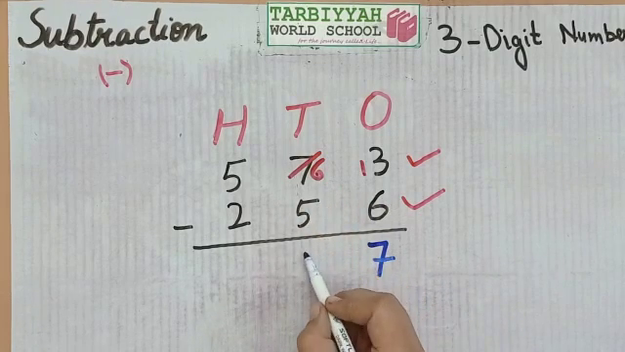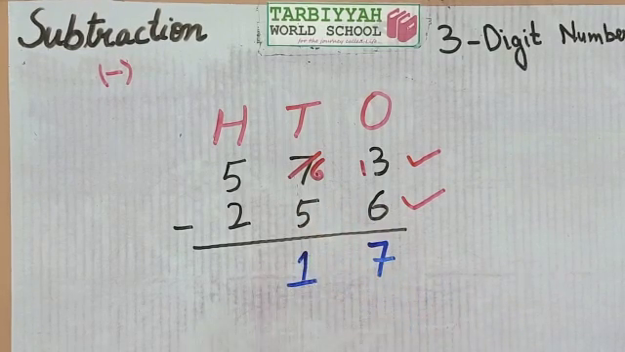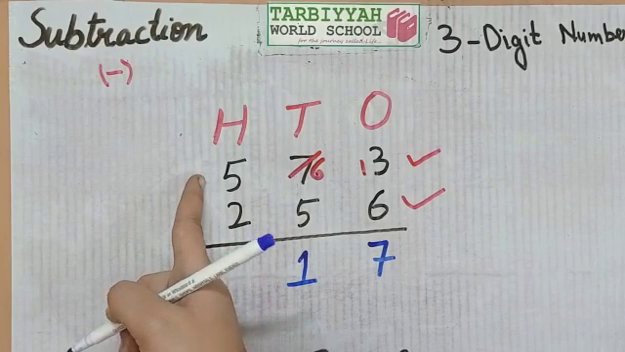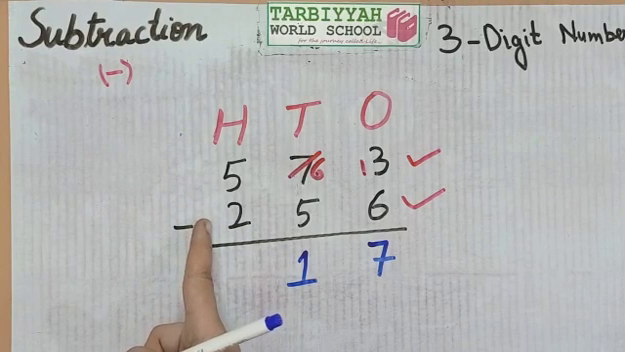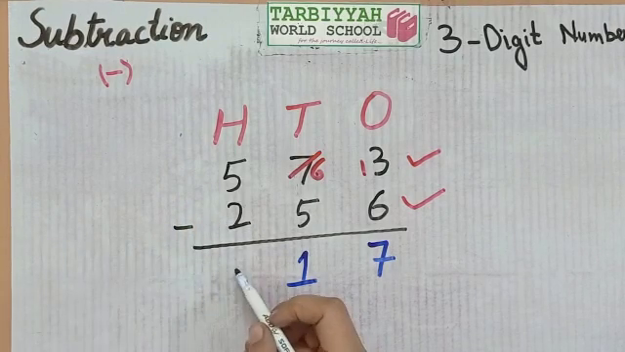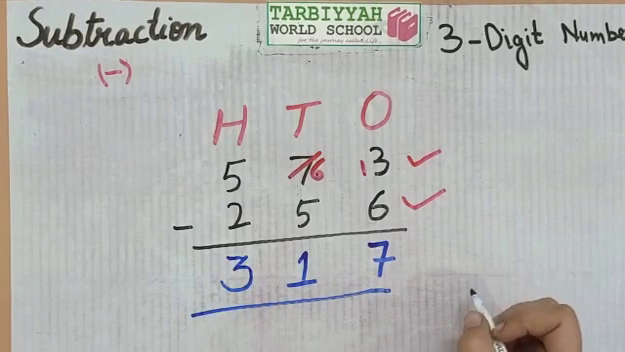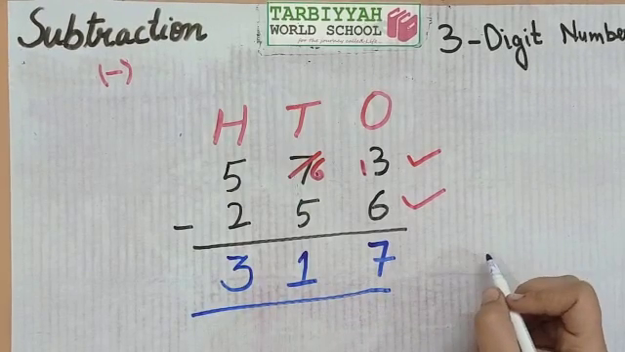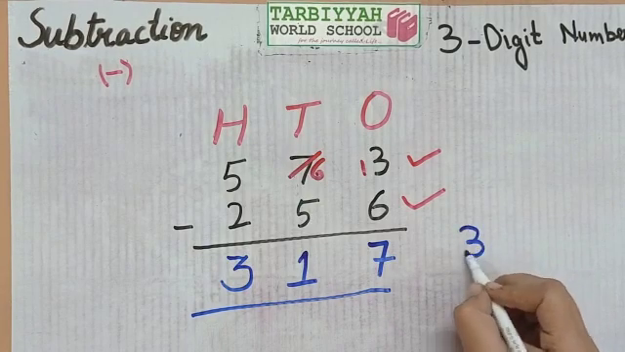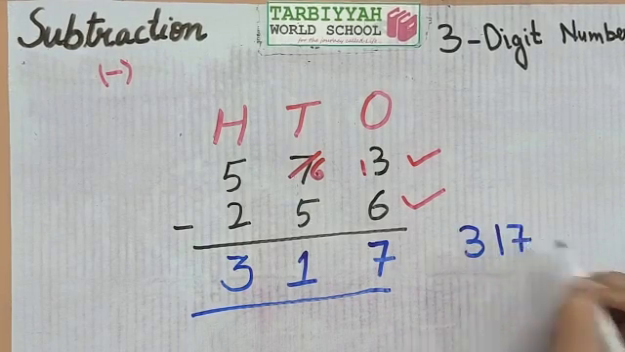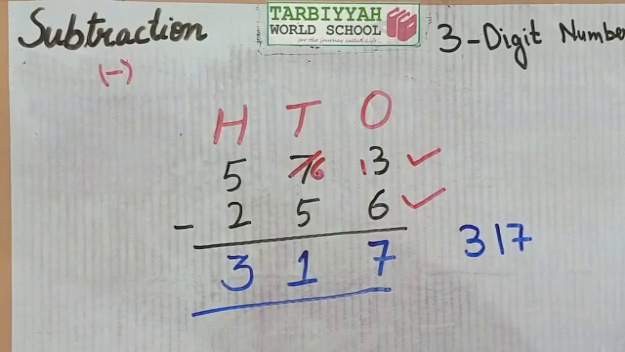So what do we get as the answer? 1 ten. Okay? We get 1 ten. Now we have to subtract the hundreds. 5 hundreds minus 2 hundreds, so we get 3 hundreds. So we get the answer after regrouping: 317. Okay? This is how we have to regroup the numbers.